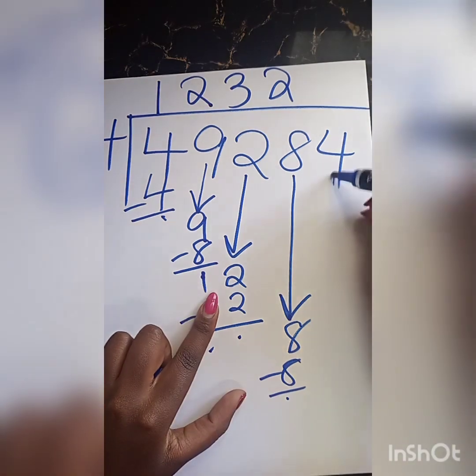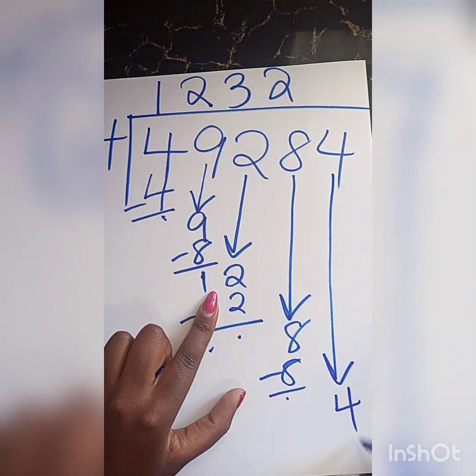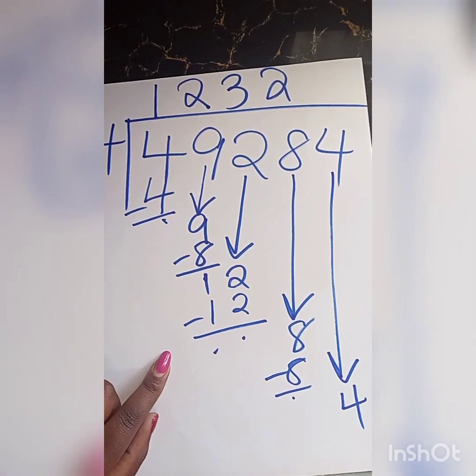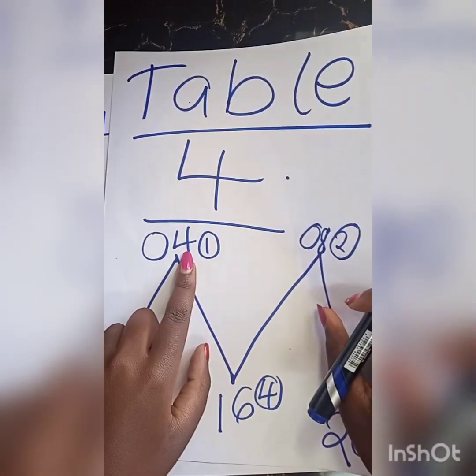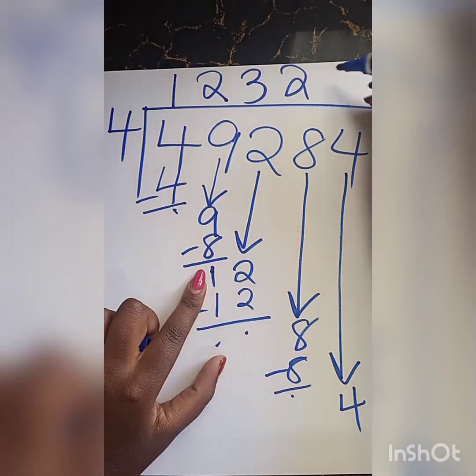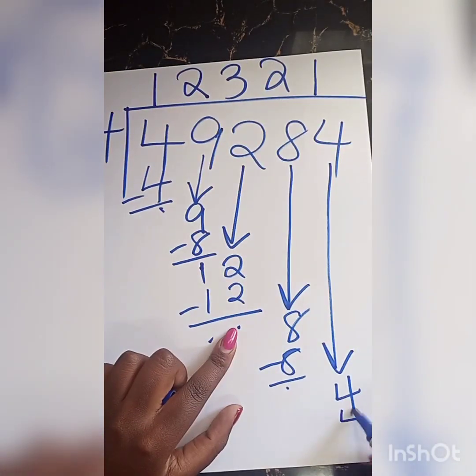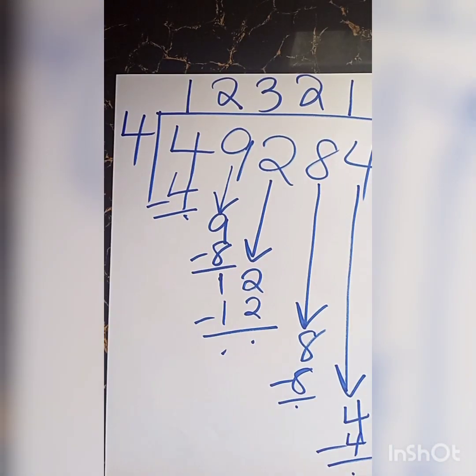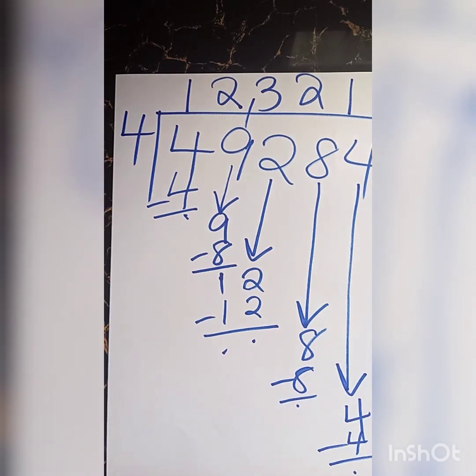So the final step will be to drop the last digit, which is 4. 4 is here. So we'll write a 1 here because 1 times 4 is 4. And 4 minus 4 is 0. And just like that, we have our answer. Are we together? So the answer to this question is 12,321. That was quite easy, right?